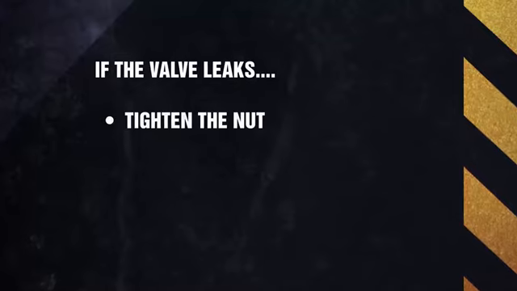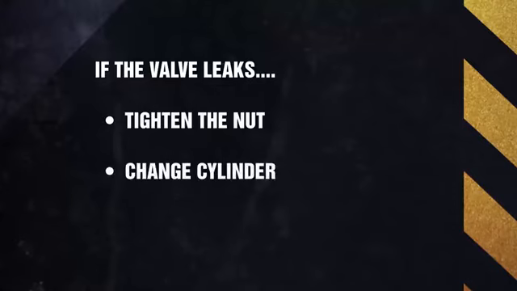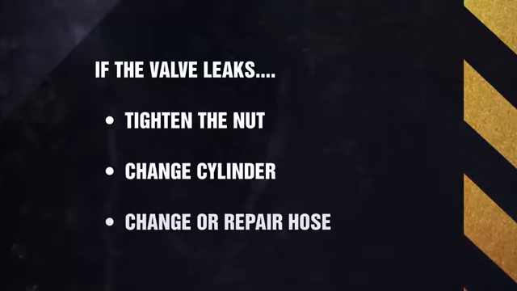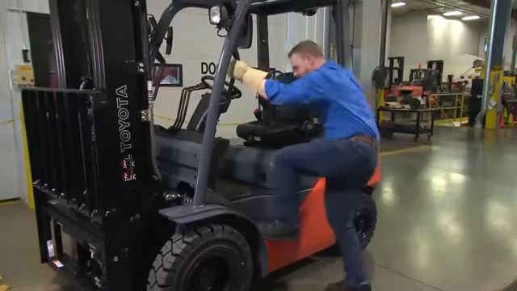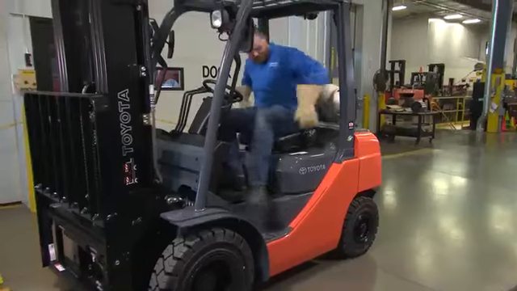If the valve leaks, tighten the nut, then try to open the valve again and check for leaks once more. If you're still getting the leaky valve, change the cylinder. If that doesn't work, have the hose changed or repaired. Once there are no leaks, slowly open the cylinder all the way. After you finish these steps, the forklift is ready for operation.